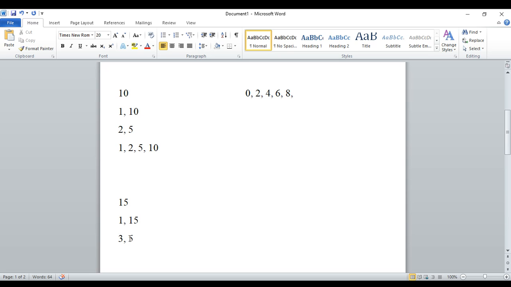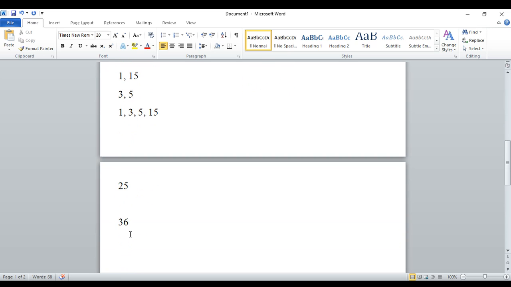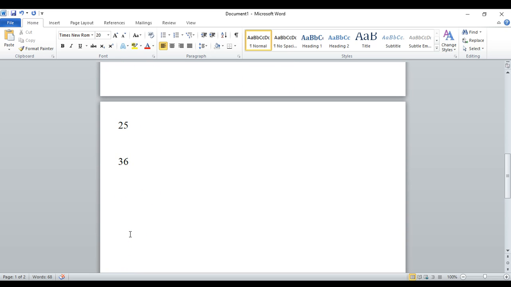And what about 5? Well, look right here. We already have 5 written down. That's how we know we're finished finding all the factors of 15. And then we're going to write them in a row in numerical order. Now we're going to try a couple other numbers.